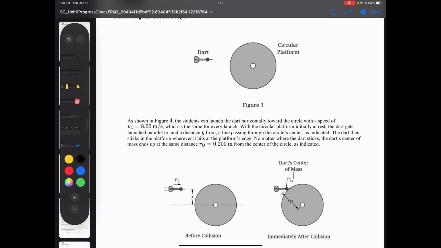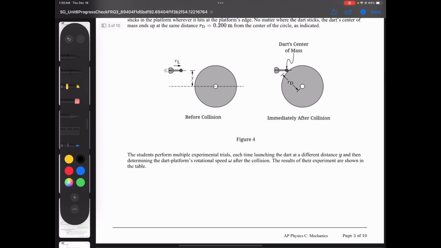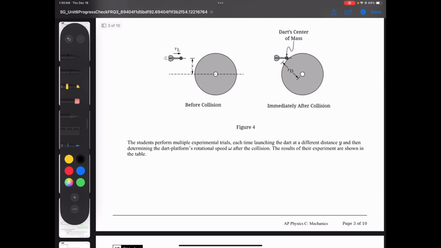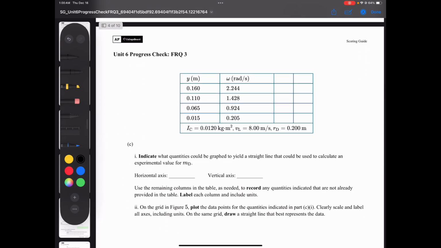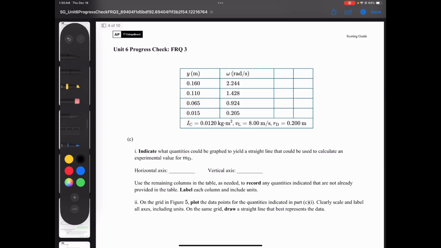However, in terms of its angular momentum after the collision, it doesn't depend on y, because the dart can hit any possible value of y. It actually depends on the radius of the dart with respect to the center of the circular platform. So you're going to see that makes it a little bit more tricky, but it's the same equation: conservation of angular momentum. So here we have a data table, and we need to indicate what we're going to graph in order to get a straight line.